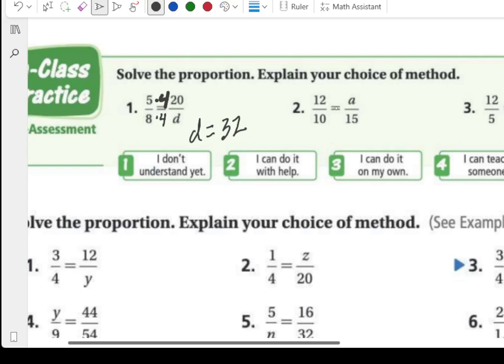Now on the next one, what do you multiply times 10 to get 15? Well, that's not quite so easy, right? It's 2.5, so that's not an easily multiplying number. This one, 5 times 4 is 20, so that was easy. What we're going to do here is the cross multiplication.